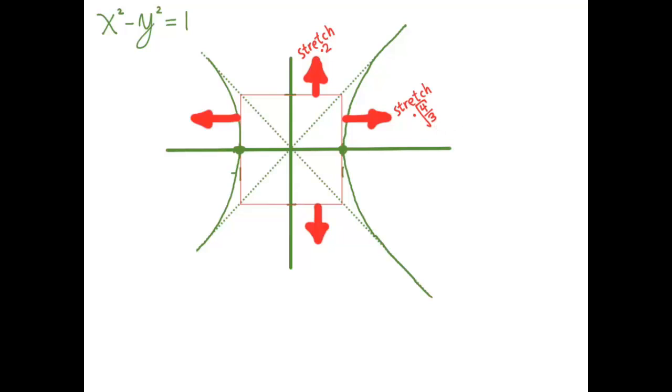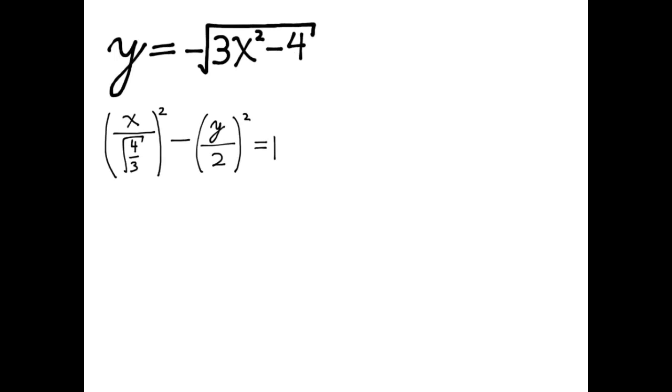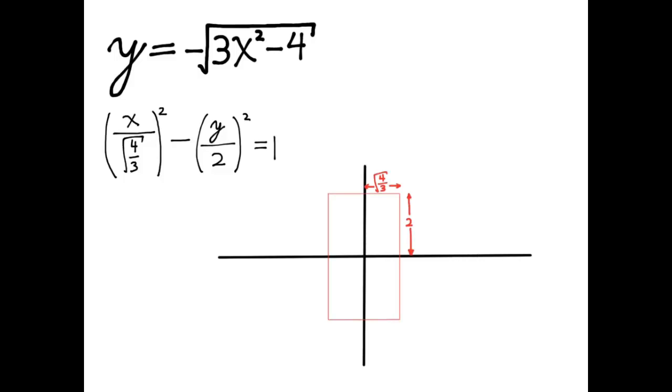Let's go back to our original equations, and we'll take the same sort of graph and we'll dilate it vertically and horizontally. The square will become a rectangle, and we can draw the asymptotes through the diagonal of the rectangle. Notice, by the way, that this asymptote has the equation y equals negative square root of 3x.